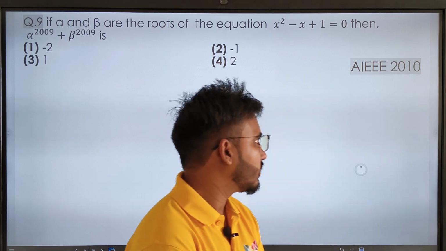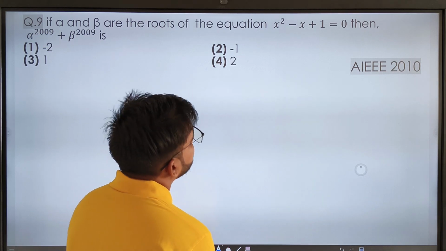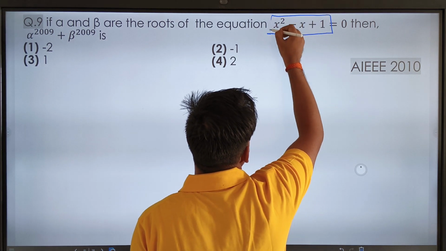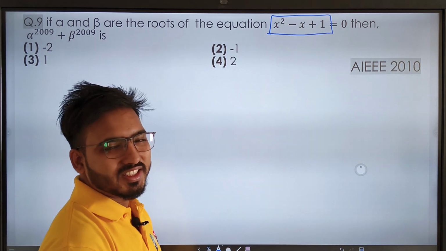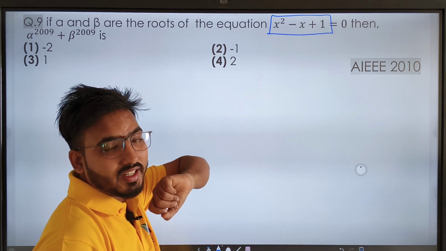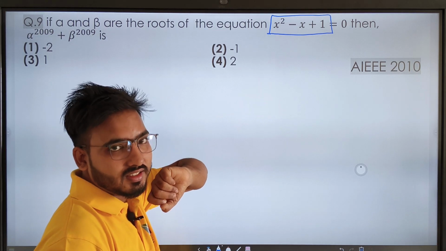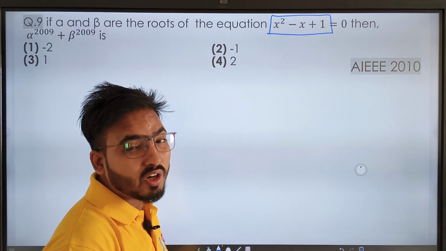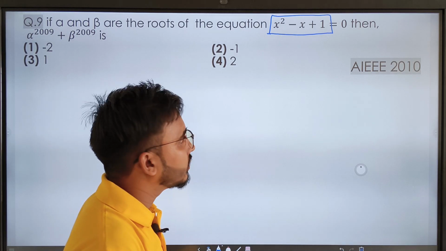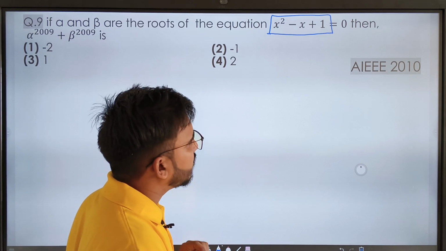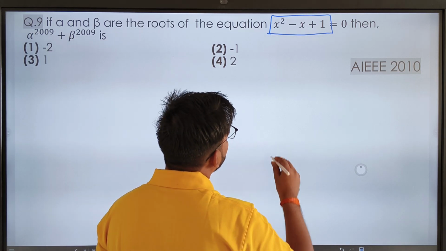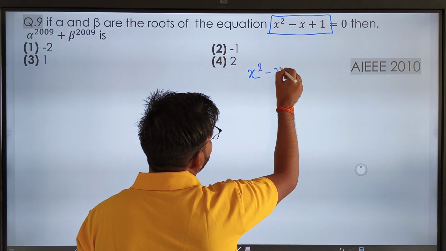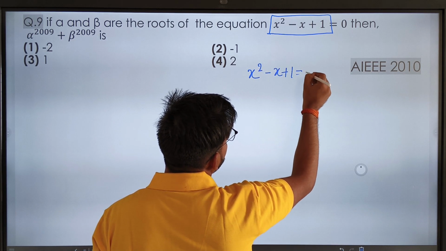Okay. So just by observation, I think it is pretty simple. It is cube root of unity. What's the cube root of unity? Something like this. Okay. Particularly, I will just do one thing. So I am just writing down this as x square minus x plus 1 equals to 0.